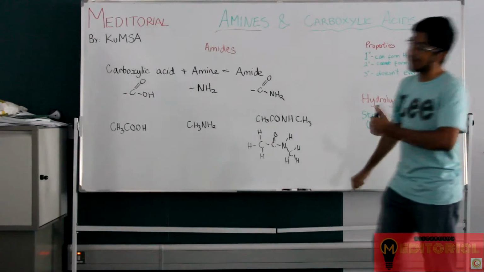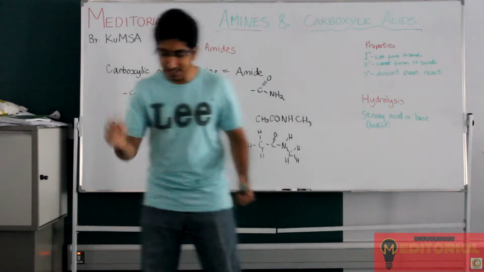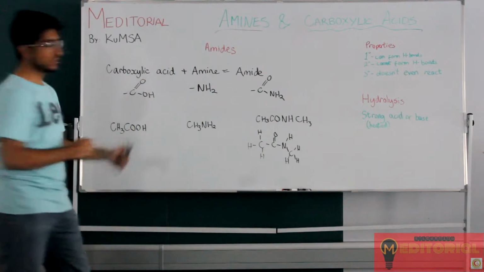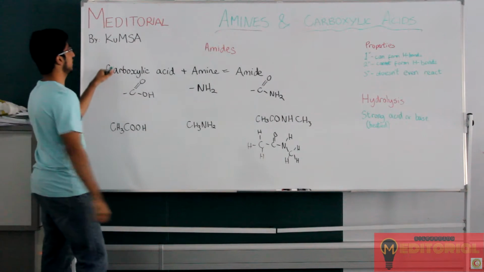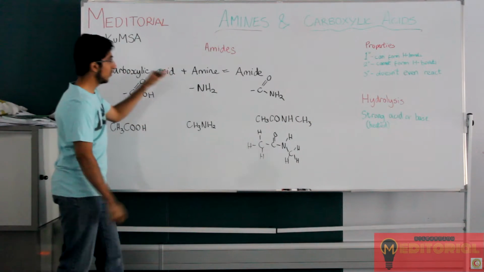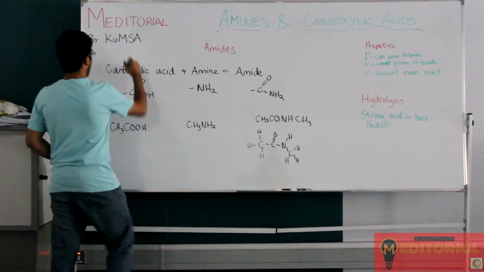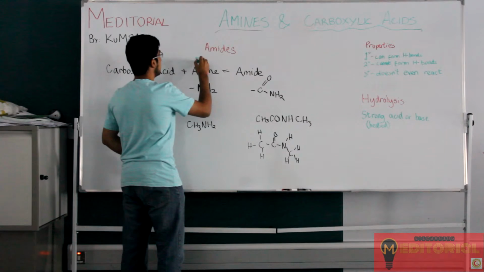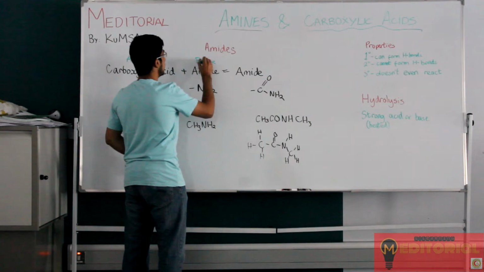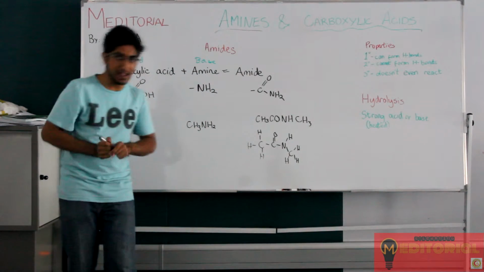Now we're going to be talking about amides, amide formation and amide hydrolysis. So first of all, what is an amide? Carboxylic acids plus amines will make an amide. Why? Because carboxylic acid is acid, amine is base, so hence there will definitely be some sort of reaction.